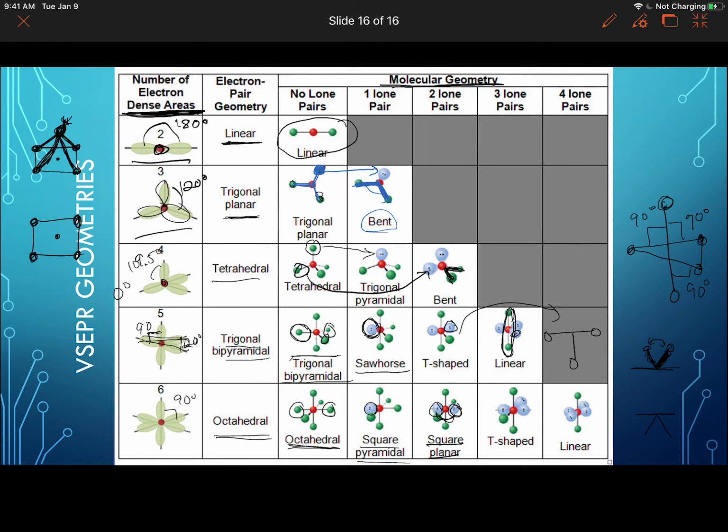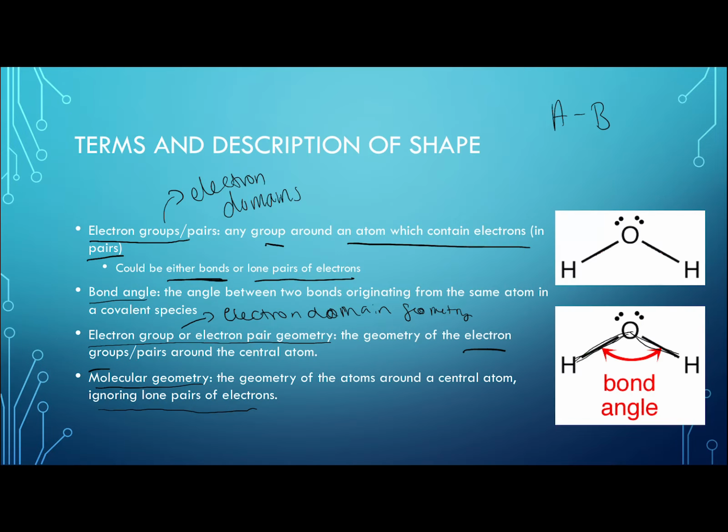If we go ahead and replace another atom with an electron pair, we get a T-shaped, so like this again. And then one more, we get a linear arrangement of our atoms. And that is everything for our geometries.